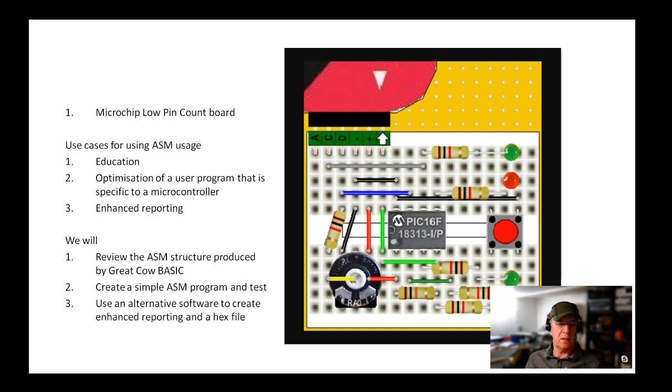So what we're going to do is look at the assembler, or ASM, that is produced by Great Cow Basic. We're going to create a simple program and test that, just to prove that you can use inline assembler. And then I'm going to use some alternative software to create enhanced reporting and produce a hex file.